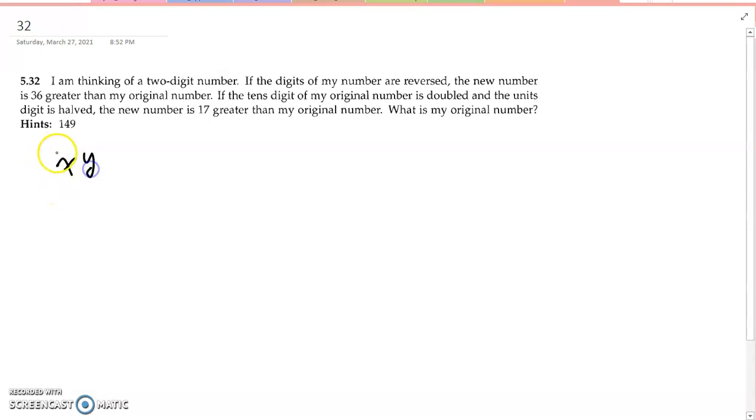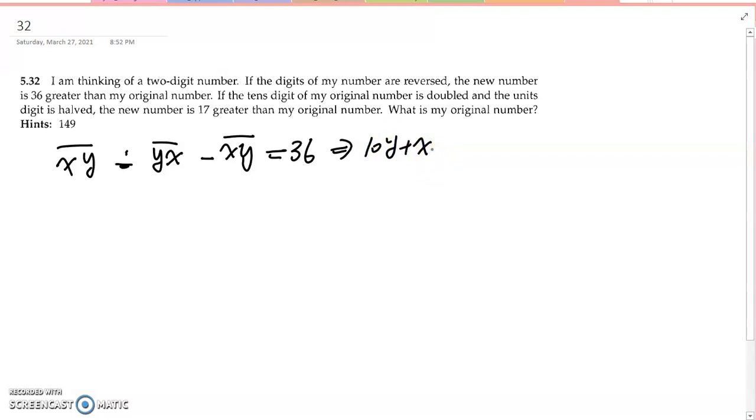For example, let's assume the two-digit number is xy, and it tells me the two digits are swapped, which means yx. So yx minus xy equals 36. This is the first equation. Then it should be 10y plus x, minus 10x plus y, equals 36.